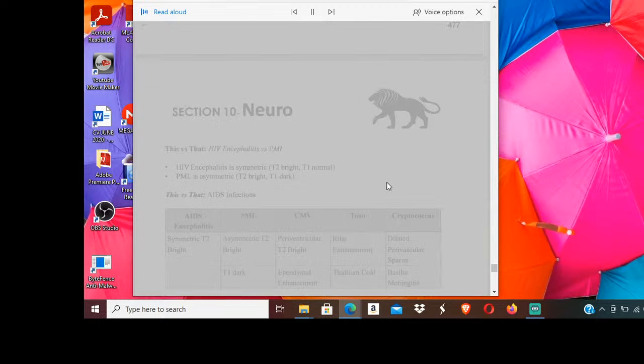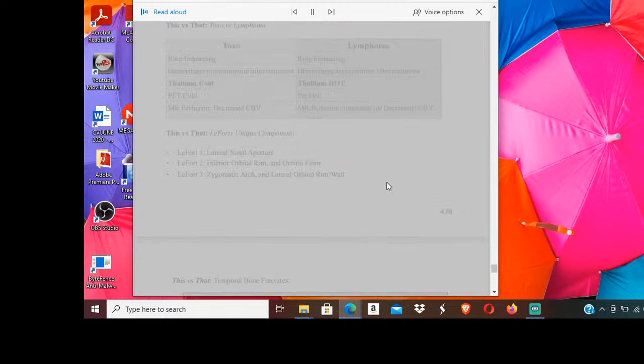477. Section 10, neuro. This vs that, HIV encephalitis vs PML. HIV encephalitis is symmetric, T2 bright, T1 normal. PML is asymmetric, T2 bright, T1 dark. This vs that, AIDS infections. PML: asymmetric, T2 bright, T1 dark. CMV encephalitis: symmetric, periventricular, T2 bright, ependymal enhancement.